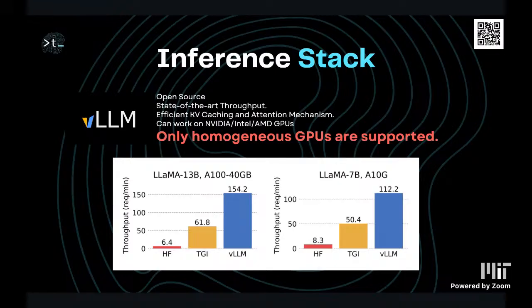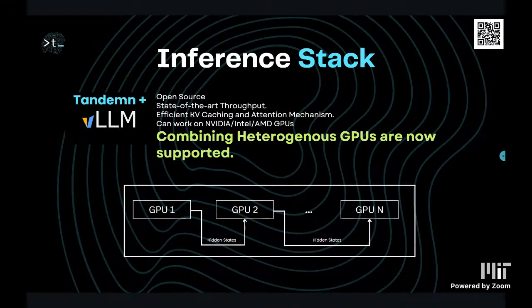So let's say you want to run inference on hundreds of GPUs using vLLM. They all have to be the same kind of GPUs, the same make of GPUs. There's no way you can support heterogeneous GPUs for now, till we made it. So, introducing the Tandem vLLM stack, which is fully open source.